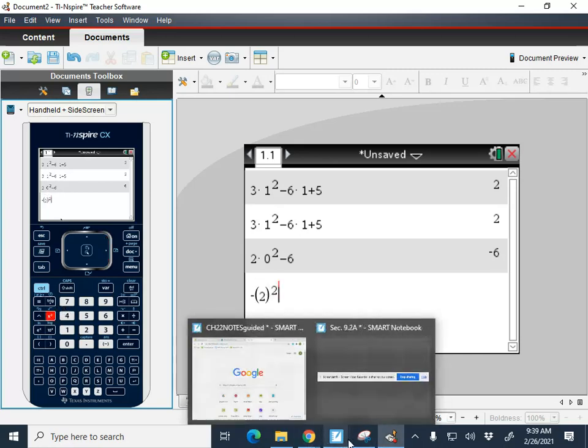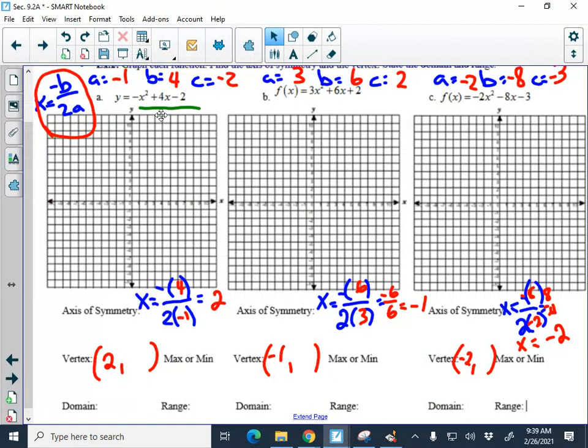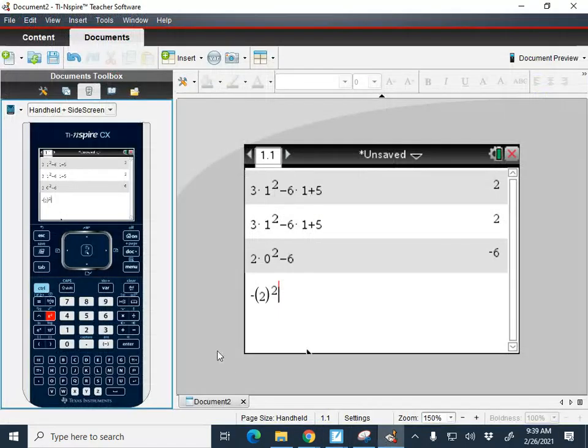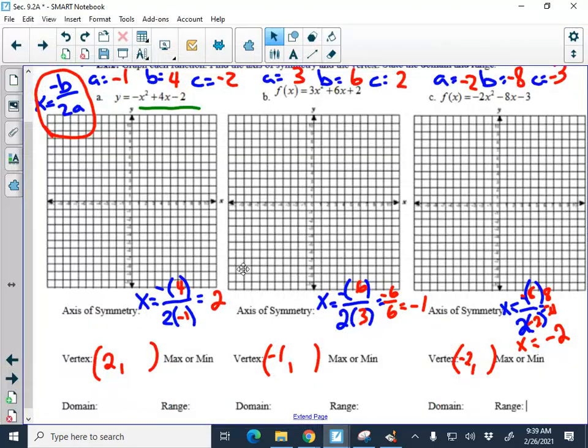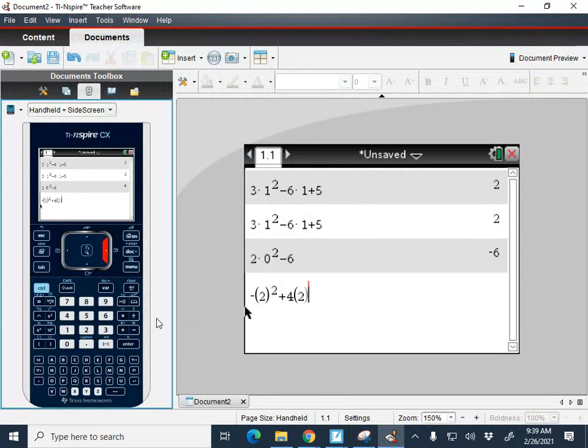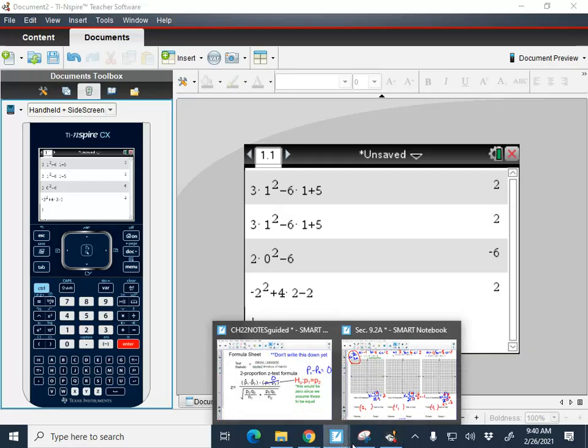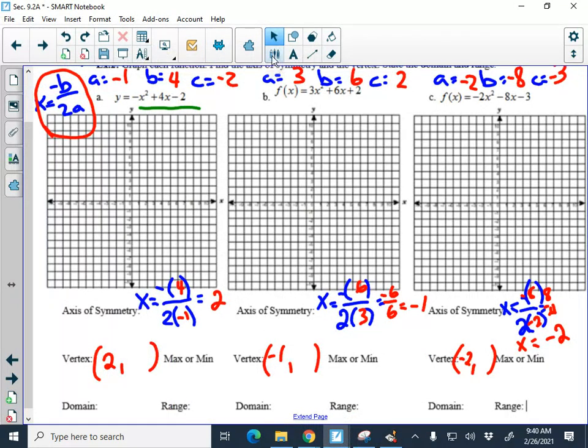Then, what's the next part of the formula? The next part says plus 4x. So we go plus 4 parenthesis 2. Anytime I say x, I'm putting in 2 now because we found x to be 2. And then it says minus 2. So we let our calculator do the work. You could try to do that in your head, and that's fine. But when we put in 2, we get 2. So it tells us that 2 comma 2 is the vertex.